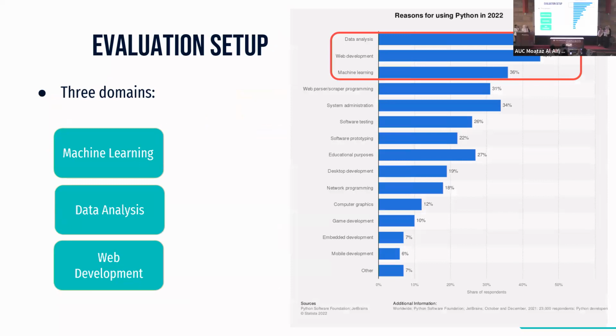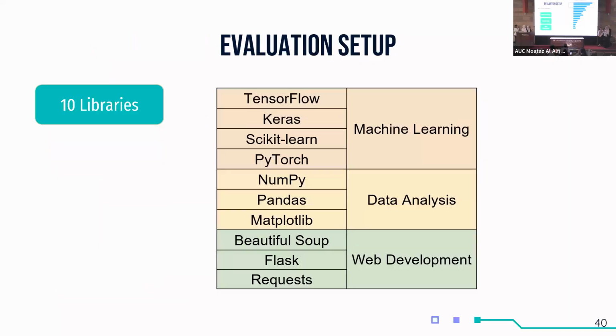and web development, because these are 3 top domains that use Python nowadays, according to the Python Software Foundation and JetBrains. And from these 3 domains, we tested on 10 libraries, which are listed here. And now we will move to the results with Nehal.